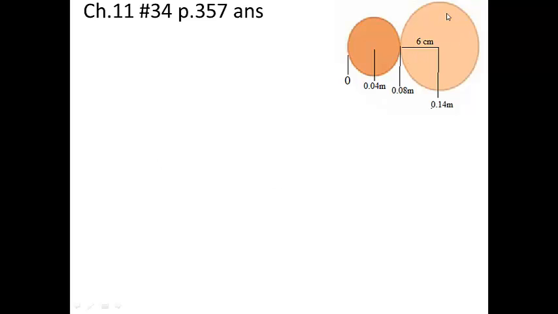So I have this here for you. I'm calling the origin right here. 0.04 meters would be the center of puck 1. 0.08 meters is the diameter of puck 1. And then from the origin, the middle of puck 2 would be at 0.14 meters because it has a radius of 6 centimeters.